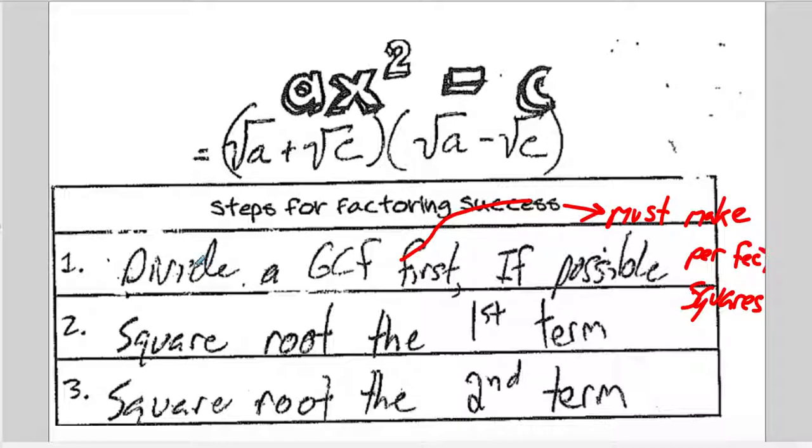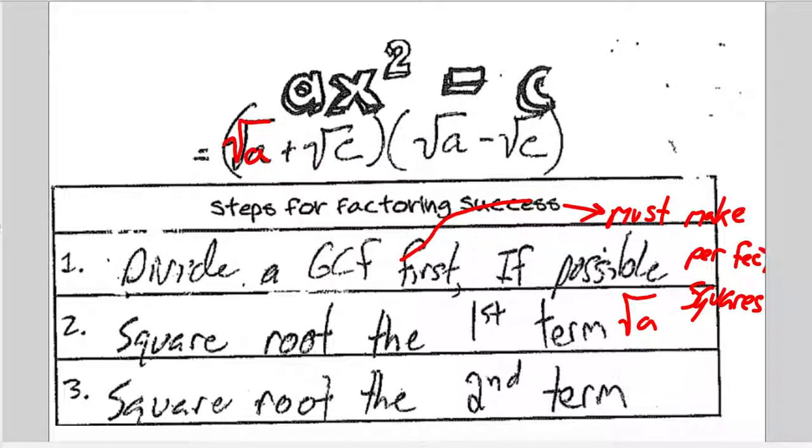To figure out if we can factor something that looks like this, we're going to divide any GCF out first. And our goal as we're factoring out GCFs is to make sure that we have some perfect squares. Both values, the A and the C, are square rootable. We'll square root both terms, and whatever our answer is to the first term, I'm going to call that the square root of A. That's going to go right here.